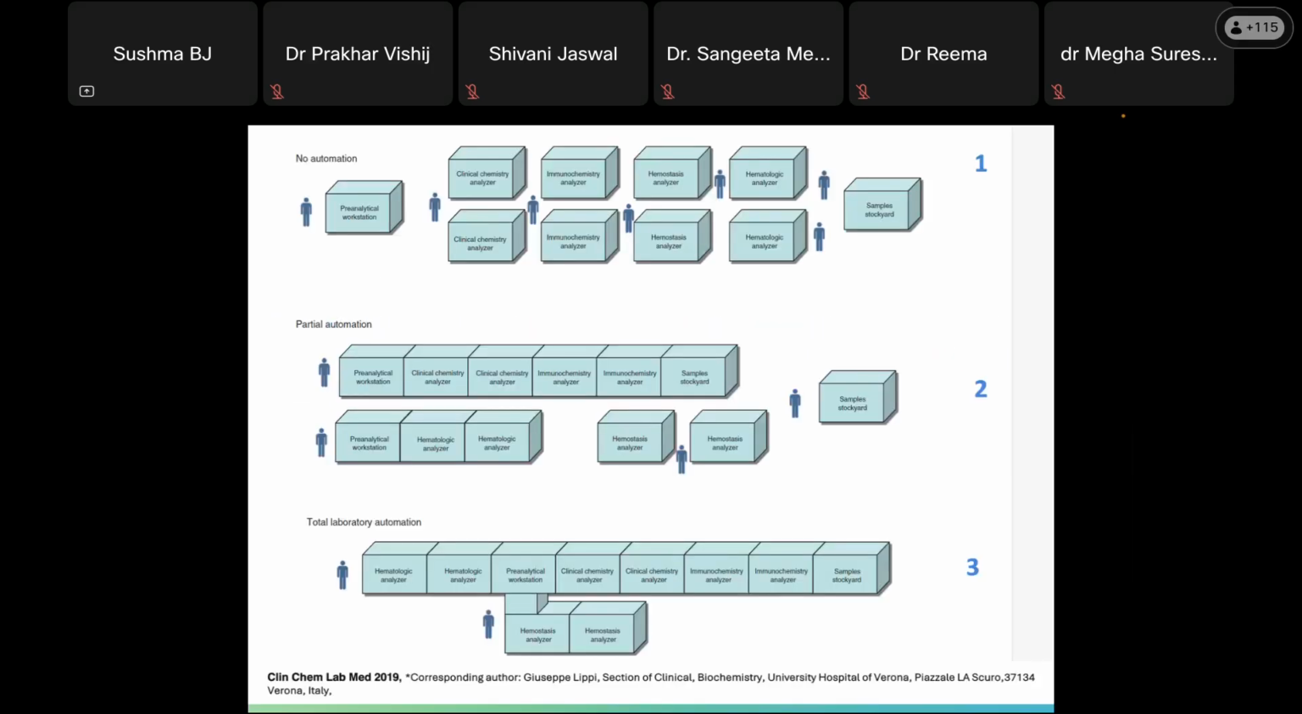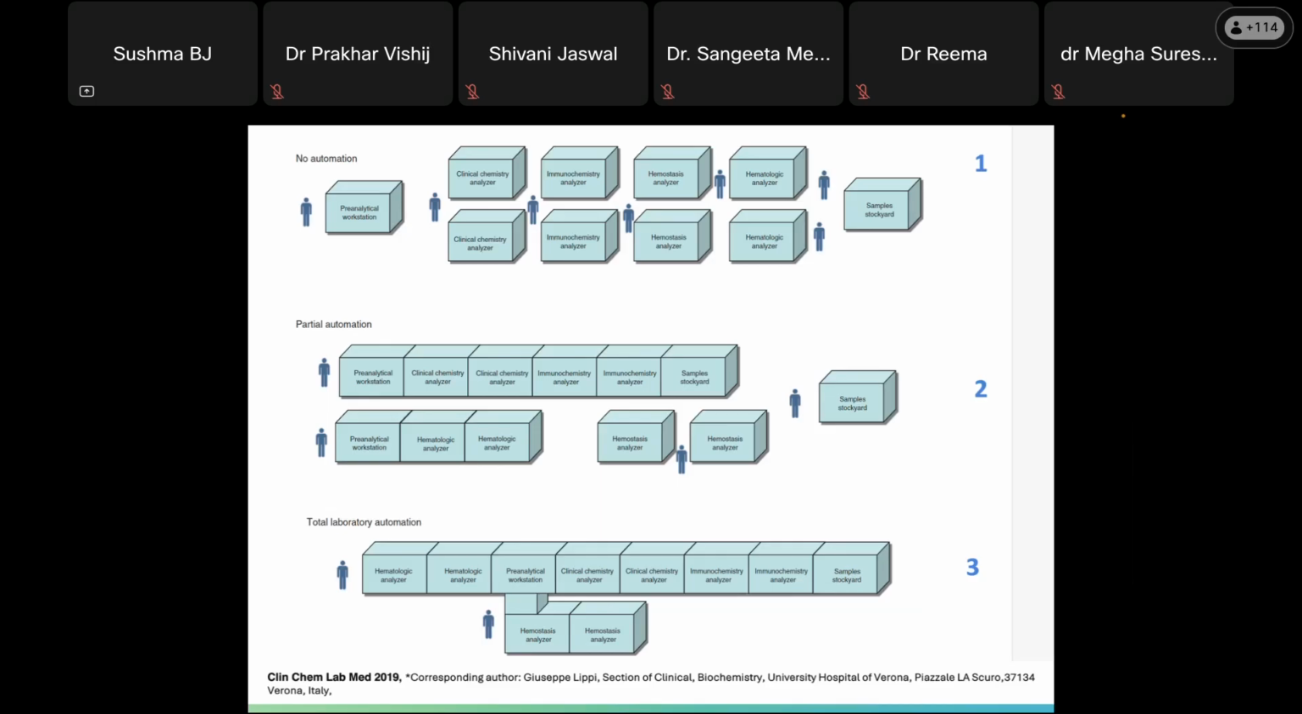So when you look at this picture, picture 1 depicts the laboratory process without any automation. You can see the manpower required is around 7, and most of the machines are apart from each other. They are not interconnected or integrated. The pre-analytical workstation is separate and the sample stockyard is separate.